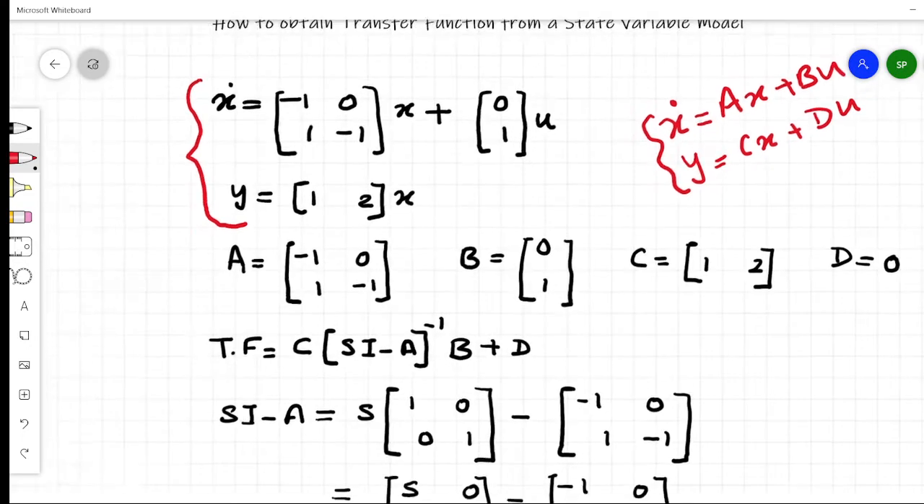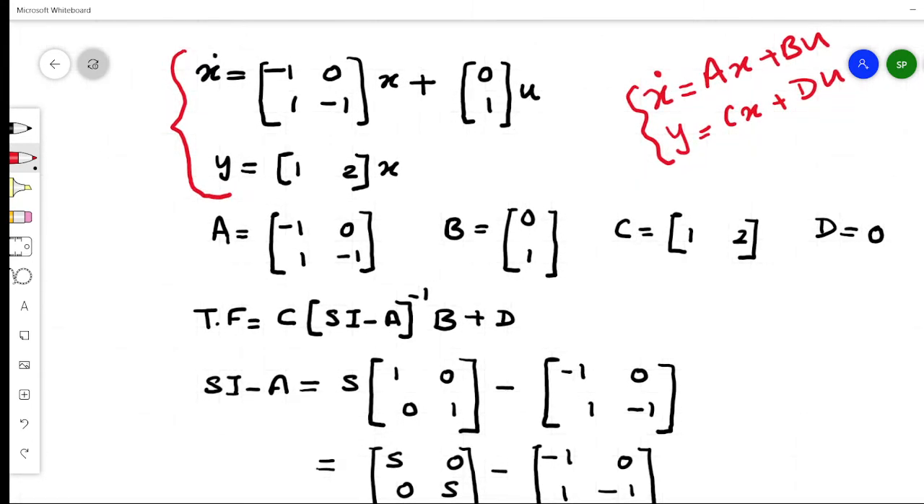So we can just take out these values and write them here. A is the matrix [minus 1, 0; 1, minus 1], B is the matrix [0; 1], C is [1, 2] and D is equal to 0, just by comparing it with the standard state model equations.